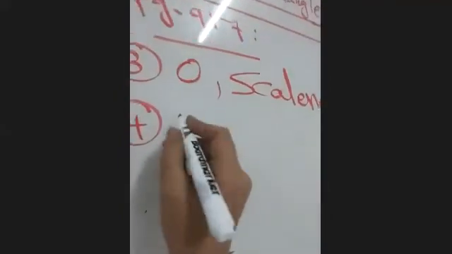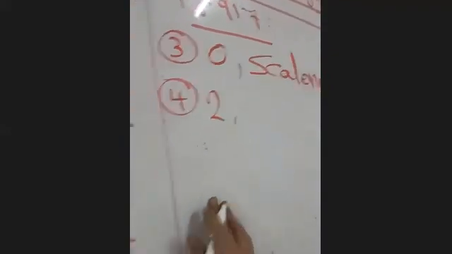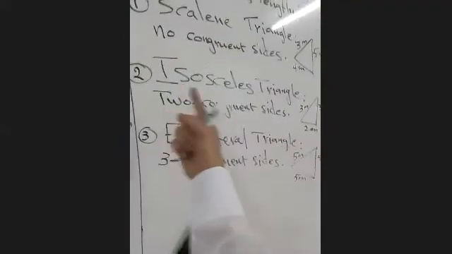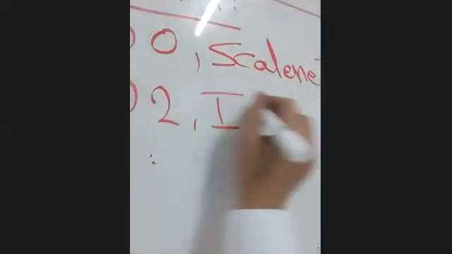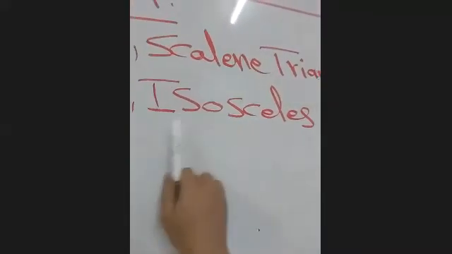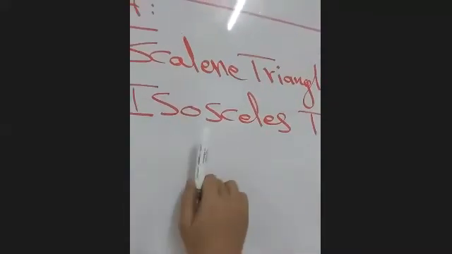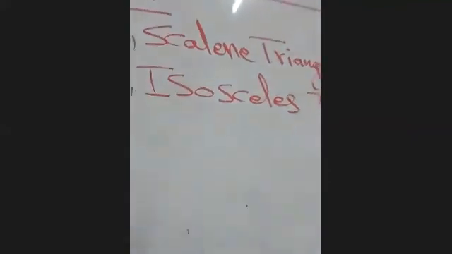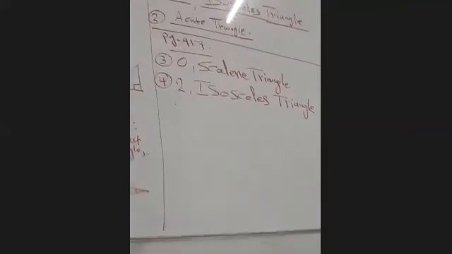Isosceles. There is no K. Isosceles. The C is silent. Okay? So in question 4, we have 2 congruent sides. And if we have 2 congruent sides, what do we call it? Isosceles triangle. Right, Kenan? Yes. Guys, this C here is silent. Isosceles. Okay?